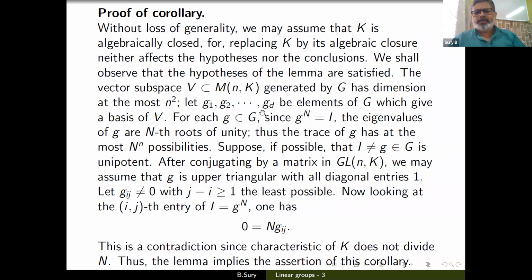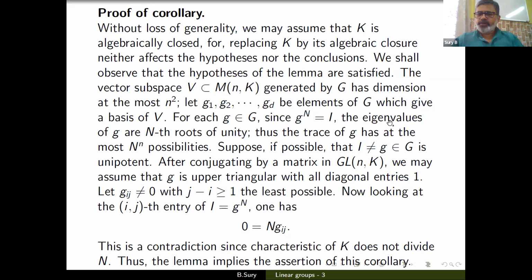But we don't need anything about that. We just want to look at the vector space generated by elements of G inside M_n(K). There's some dimension, which is less than or equal to n squared. Okay, some dimension D, let's say. So we have elements g1, g2, ..., gD of G which give a basis of this vector space. Now the corollary's assumption is that every element satisfies g to the power N is the identity.